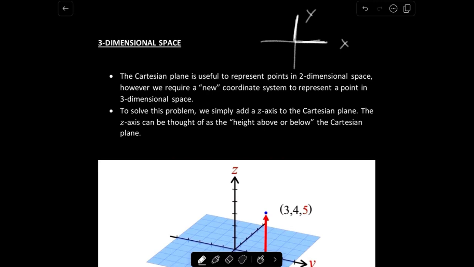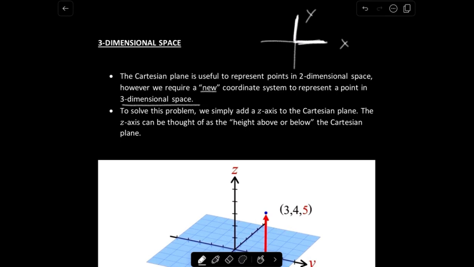So we now require a kind of new, and I use the word new in inverted commas because you'll see how the three-dimensional system is related to the Cartesian plane, the two-dimensional system. So we require a kind of new coordinate system to represent a point in three-dimensional space. The Cartesian plane is a two-dimensional coordinate system, and it can only represent a point in two-dimensional space. It only has x and y. So x would represent a horizontal distance and y would represent a vertical distance.